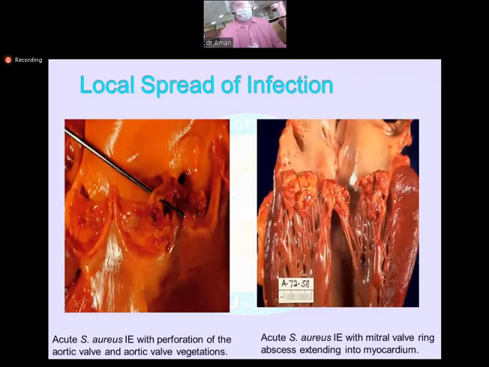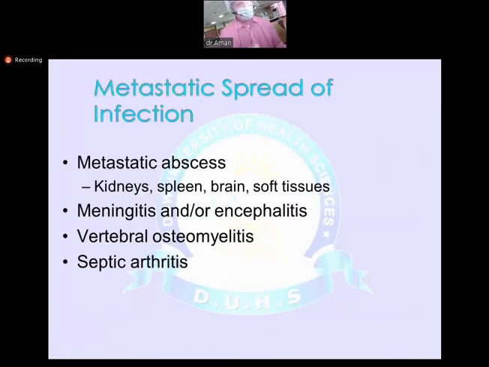If you would like to see the valve, in the aortic valve this is the perforation due to Staph aureus infective endocarditis, perforation of the aortic valve and aortic valve vegetations. And here the mitral valve, the rings, okay? And abscess formation extending into myocardium, the extension of the infection. So metastatic spread of infection can involve metastatic abscess in kidney, spleen, brain, soft tissue, or meningitis, encephalitis, vertebral osteomyelitis, septic arthritis. These are the metastatic spread of infective endocarditis.